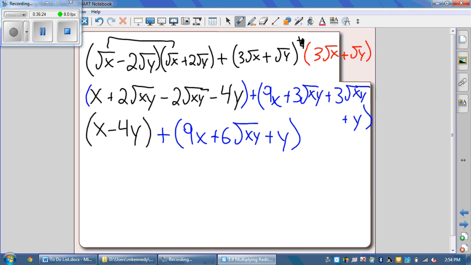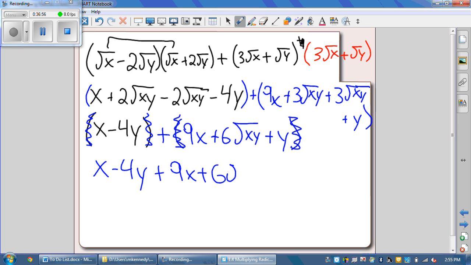The brackets just tell you do everything inside the brackets first. Once you do everything inside the brackets, they go away. And sometimes that means they can just go away. So now all you have is a really, really long x minus 4y plus 9x plus 6 root xy plus y. That's all you have. It's just a really long statement. All addition, all subtraction. You guys have been doing this for years. What can go together?